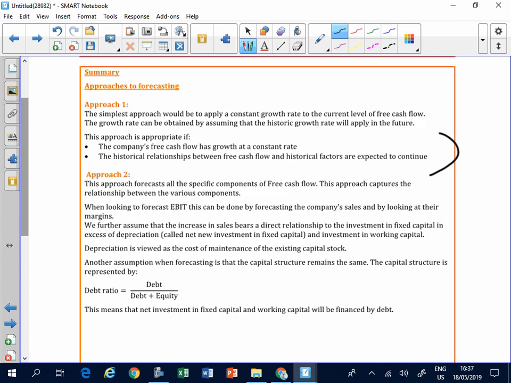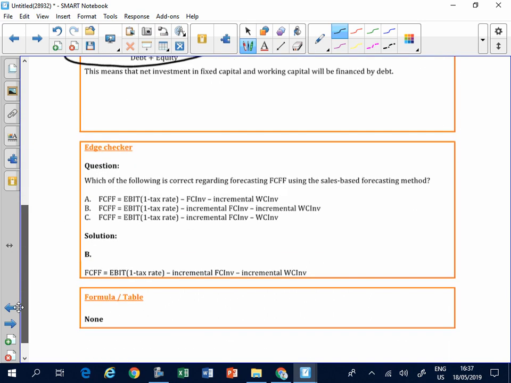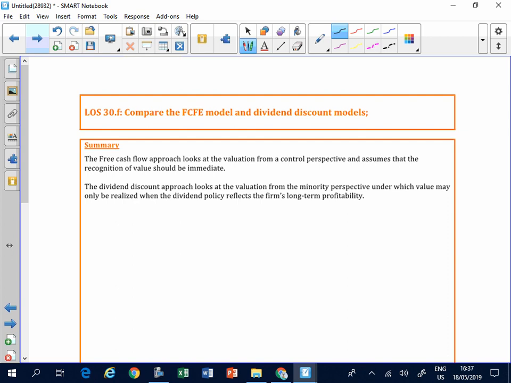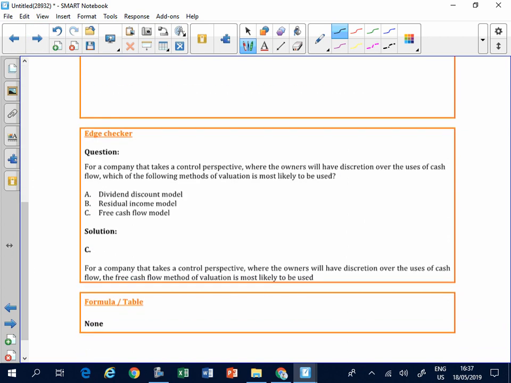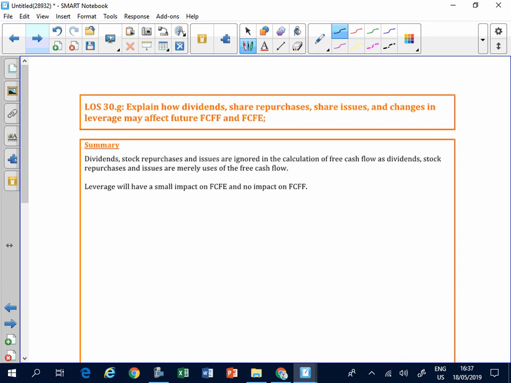And when you model it, the important thing is going to be the debt ratio. The reason for that has to do with the tax shield, which is the interest times 1 minus the tax rate. So that's quite important. Now, the free cash flow approach looks at the valuation from a control perspective. We've mentioned that already. That's minority. Dividends and stock repurchases are ignored. That's very important because they can ask you that in an exam.